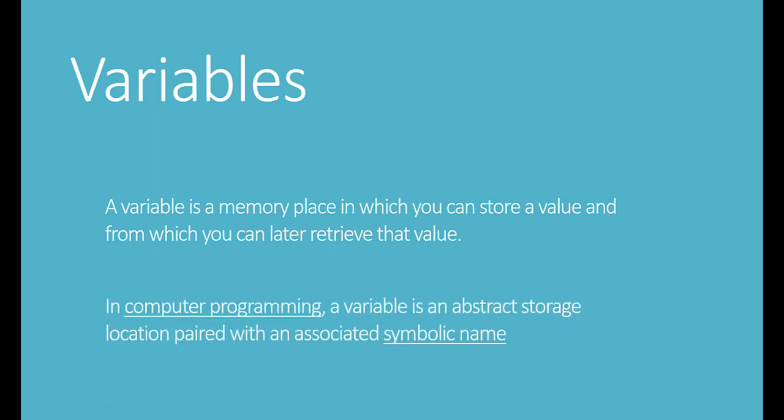In another sense, we can say that in computer programming, a variable is an abstract storage location paired with an associated symbolic name. This symbolic name is used only to get the given value. Somebody enters a value, but we can retrieve or use this value over and over using these symbolic names. We will see this in the coming slides.